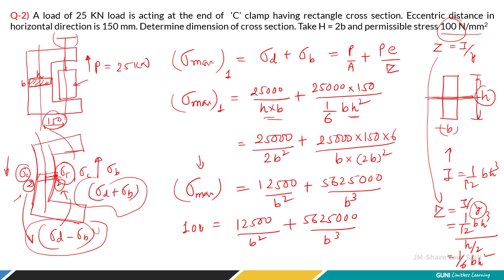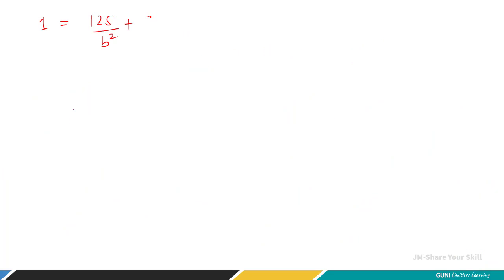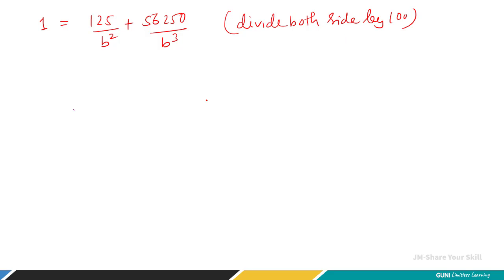So here, the left part is going to be 1 and this part is going to be 125 b square plus, let's see what is given, 56250 divided by b cube. So we can write like this: divide both sides by 100. Let's multiply this equation by b cube on both sides.